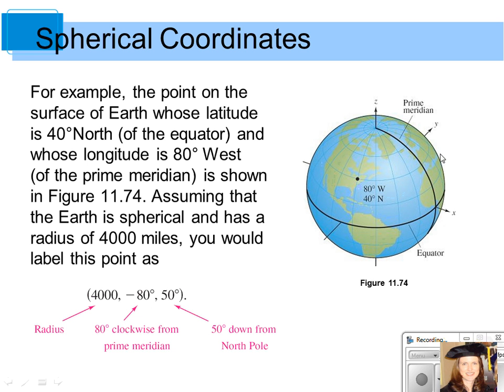Negative 80 degrees, that would be 80 degrees clockwise from the prime meridian, and 50 degrees would be the angle from the North Pole down, 50 degrees. That is an example of you finding a location in space using spherical coordinates: a radius, an angle from the positive x-axis, and an angle from the positive z-axis.